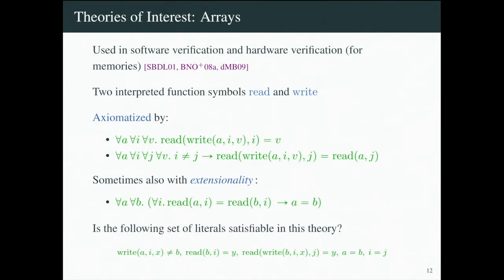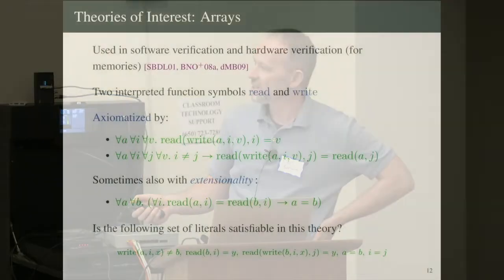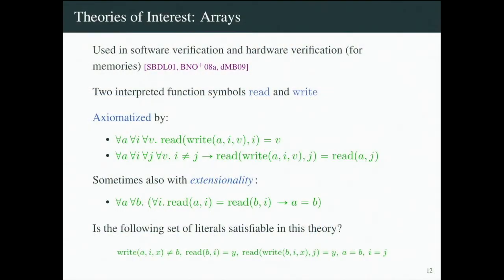Another interesting theory is the theory of arrays. This is very useful for abstracting collections. Maybe you want to abstract memory, maybe you want to talk about a specific array in a program. The way this works is we have just a couple of axioms to axiomatize the idea of an array. We have 2 operators, read and write. Write takes an array, an index, and a value, and gives you back a new array that's been updated with that value at that index. And the read operator just gives you back the value at a specific index.